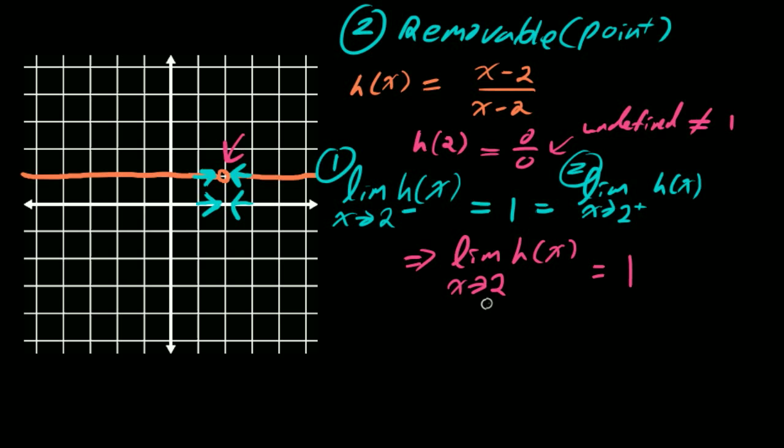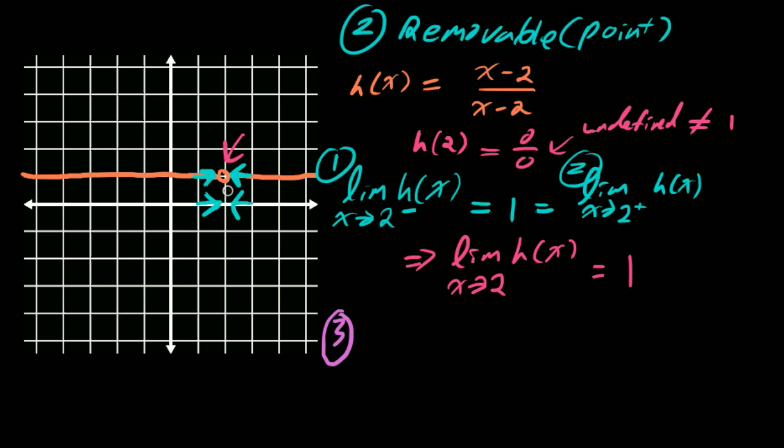That as we choose values closer and closer to 2 from either side of our function h of x, we're going to get closer and closer to 1. So anyway, hopefully you can see that we've met these first two conditions, and now we're going to see where we're going to fail the test for continuity.